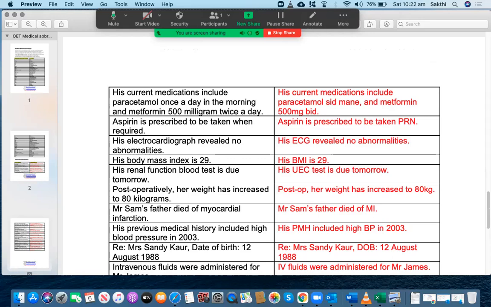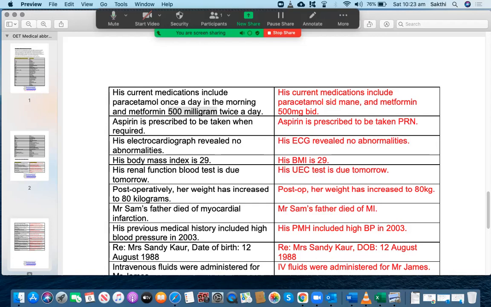Let's go to a couple more examples. Look at this. His current medications include paracetamol, Sidman, metformin, 500 mg bid. Okay, look at this. His current medications include paracetamol once a day in the morning and metformin 500 milligram twice a day. It is always recommended to expand the units of measurements, though it is acceptable to use abbreviations.